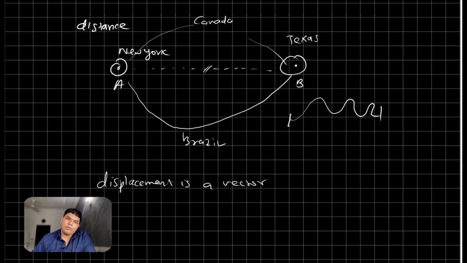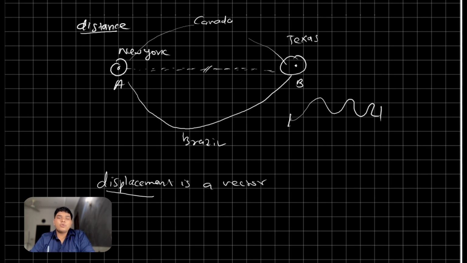So from A to B, displacement would be the shortest possible distance between 2 points, and because it's the shortest distance, it's a straight line, and hence the direction of that straight line would be its displacement, right? So that's the fundamental difference between distance and displacement. Once again, to recap, displacement is a vector, and hence it has a direction. Distance, on the other hand, does not have a direction.